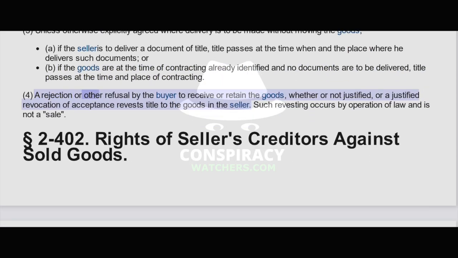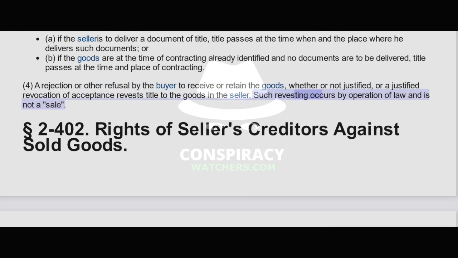A rejection or other refusal by the buyer to receive or retain the goods, whether or not justified, or a justified revocation of acceptance revests title to the goods in the seller. Such revesting occurs by operation of law and is not a sale.